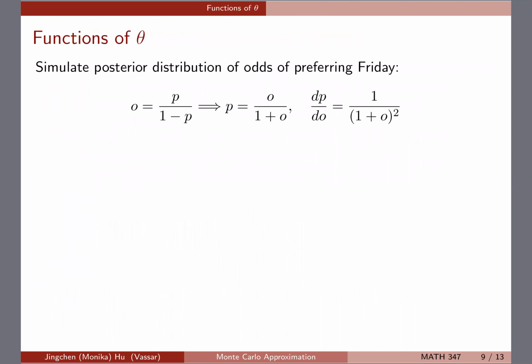In the beta binomial case, if we're looking at p, the unknown proportion, a lot of times people are not only interested in the proportion p, they're also interested in something called odds. Odds is the ratio of the likelihood of something happening over the likelihood of something not happening. As you can see, what I define here, O stands for odds. It's the ratio of the probability of happening, which is P, over the probability of something not happening, which is 1 minus P.